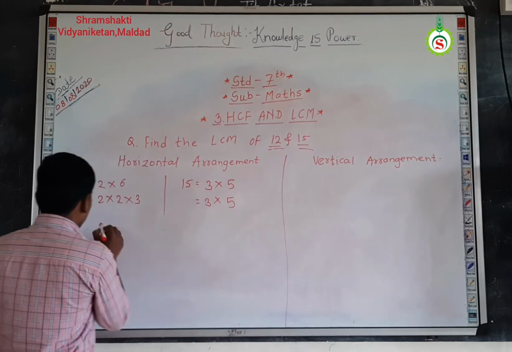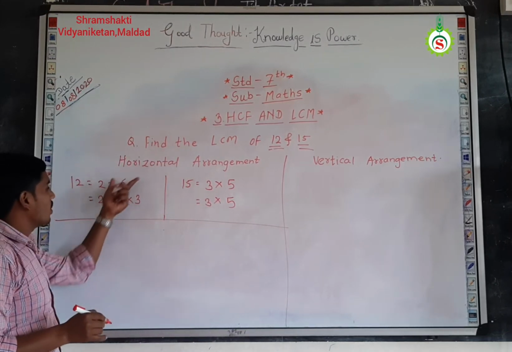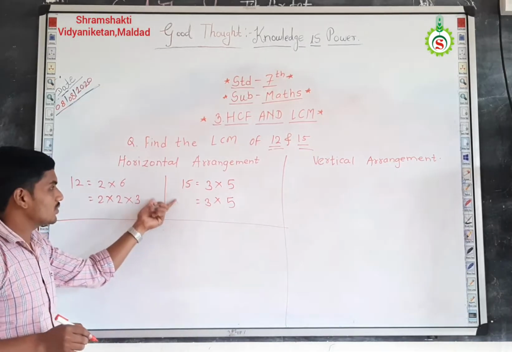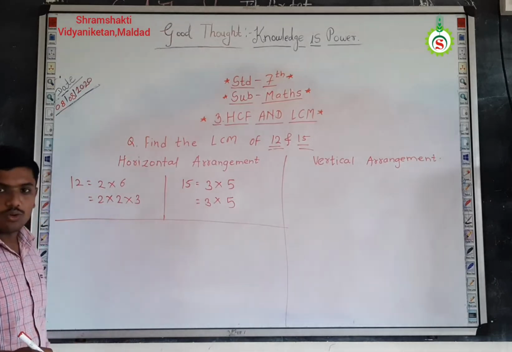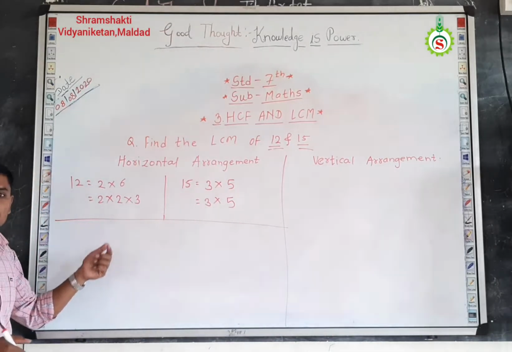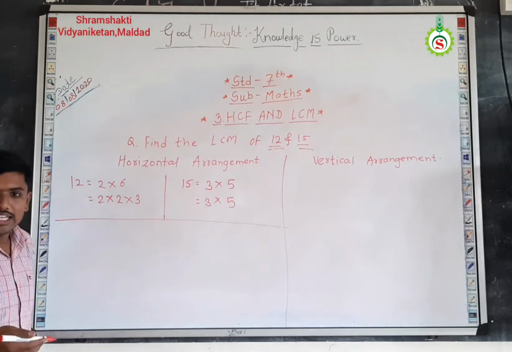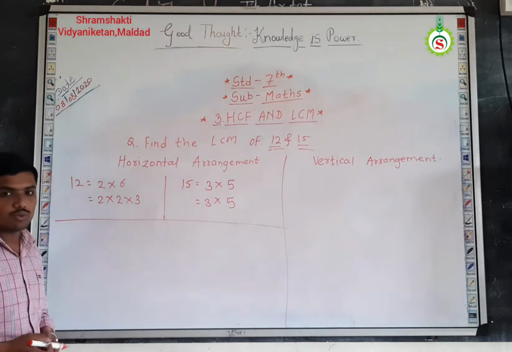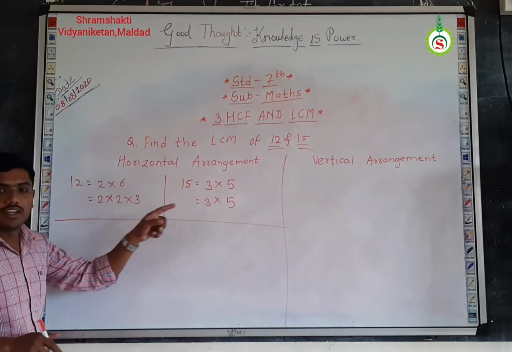Okay. Now what do I have to do? I have to find out the factors in the horizontal arrangement. That is the method for the horizontal arrangement. Now what do I have to find out? LCM. I have found the factors, now I have to find the LCM. For finding the LCM, what will we take? We will take the maximum occurrence of all the factors.